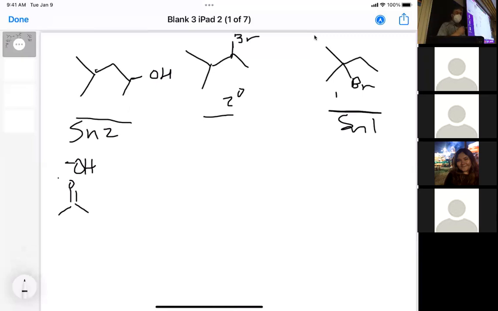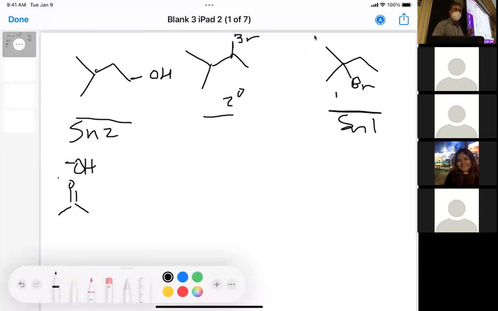So the three things that made it go in that direction, oh, we got to erase this. There we go. That was the bond to bromine. The three things that told us it was going to do this was, number one, it was primary. Number two, we had a strong nucleophile, and we did it in a polar aprotic solvent.